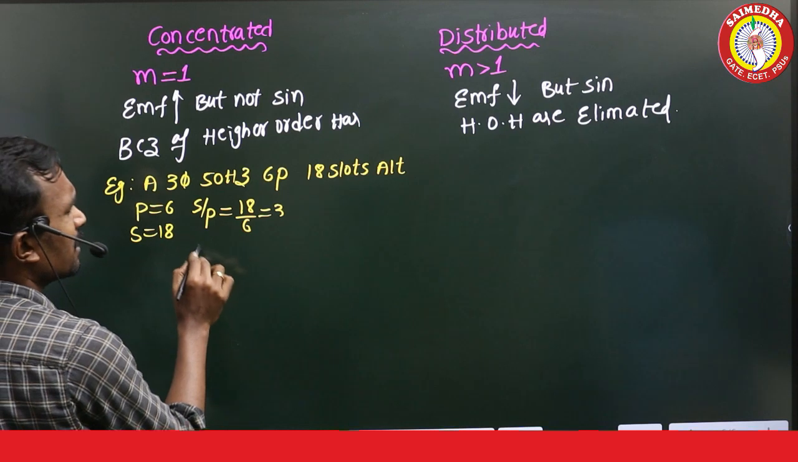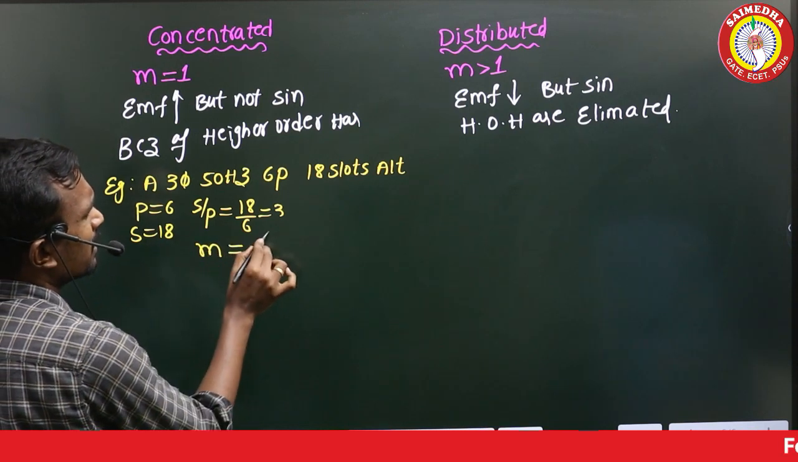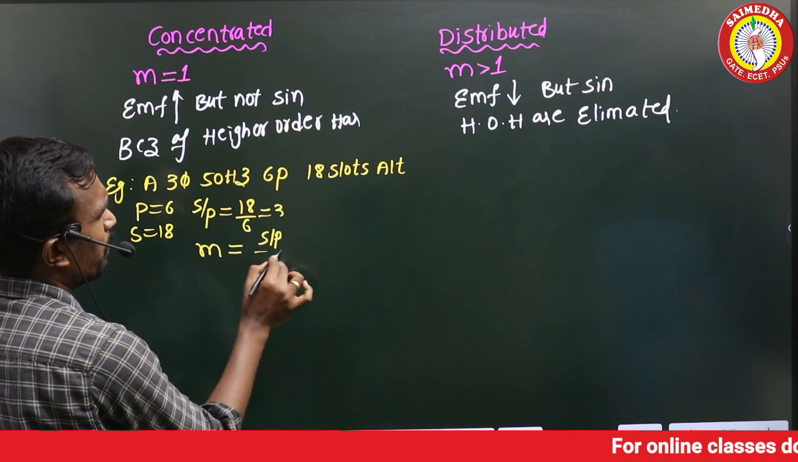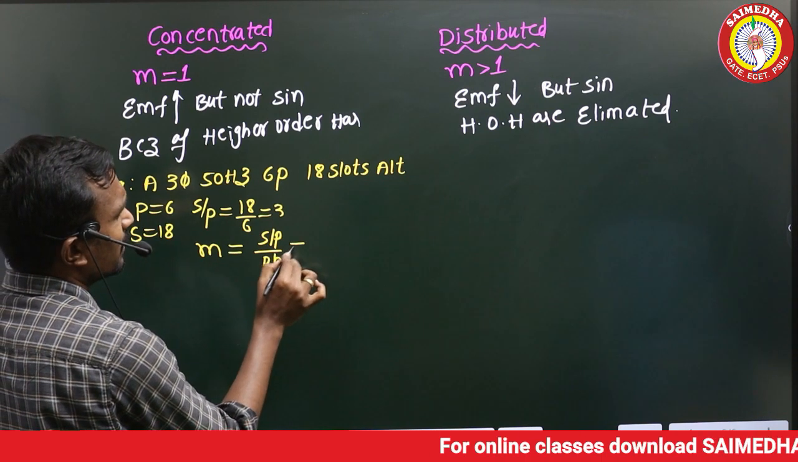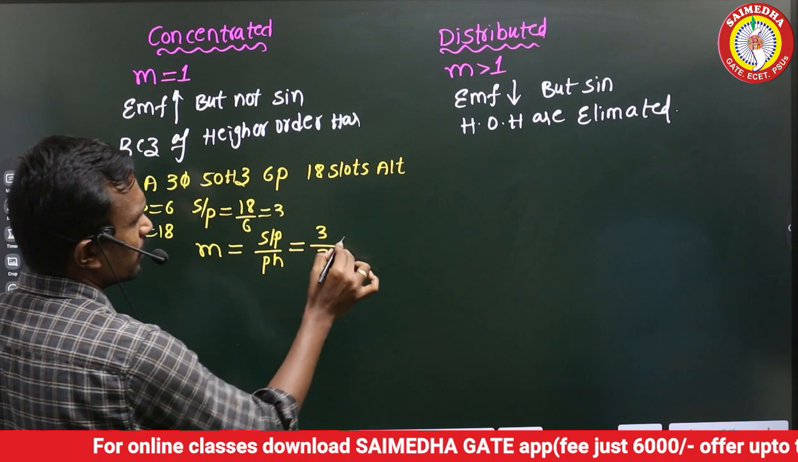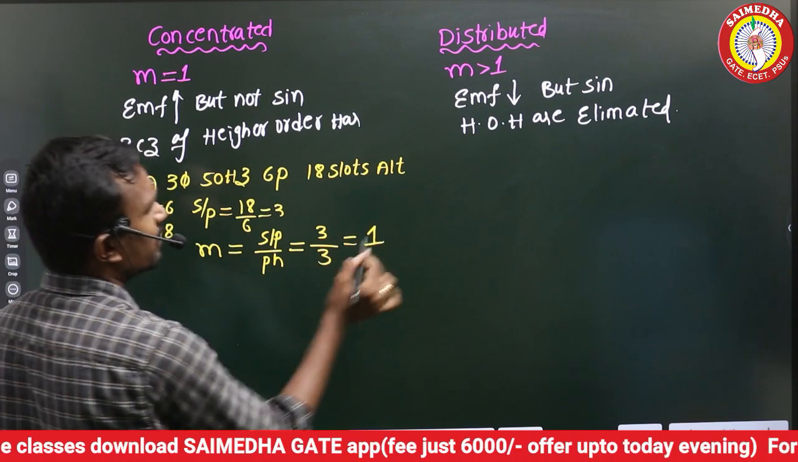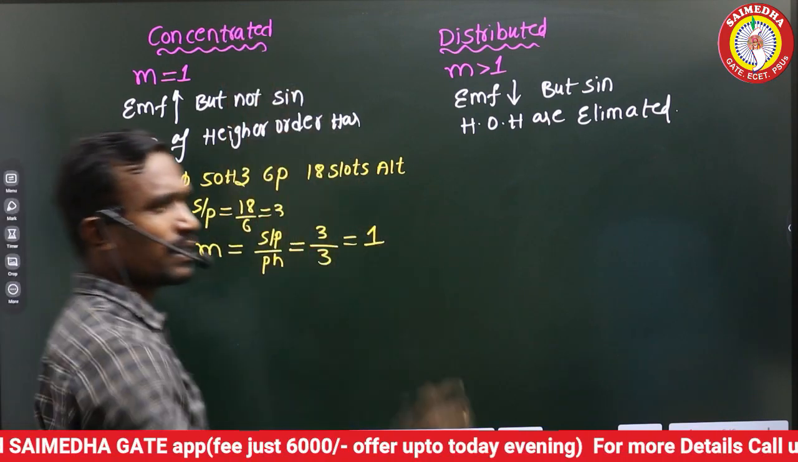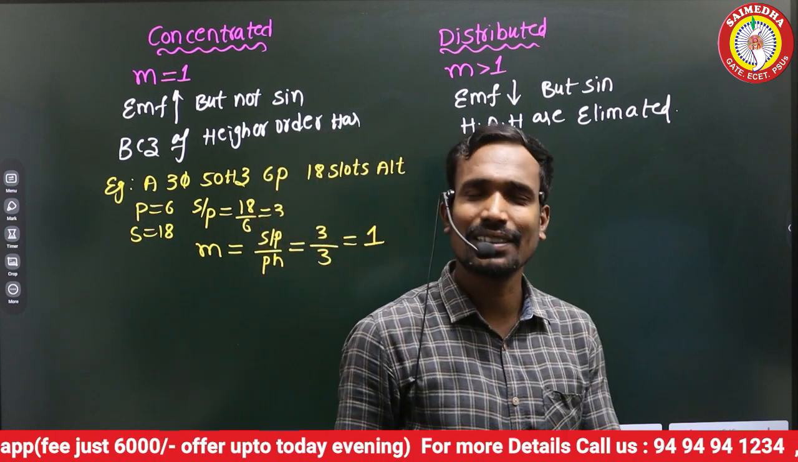Then what is the phase belt? The phase belt is equal to slots per pole per phase. That is slots per pole 3, and the number of phases is also 3. 3 upon 3 is equal to 1, where M is equal to 1. That is concentrated winding.